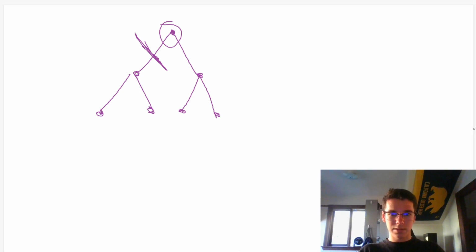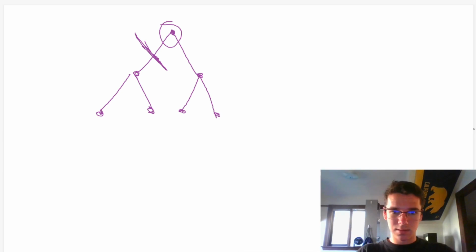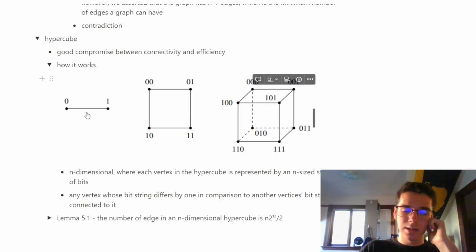So how it works, these are some examples of hypercubes. Oh, sorry, let me switch back over to LeetCode. So these are examples of hypercubes. This is a one-dimensional, this is a two-dimensional, and this is a three-dimensional.